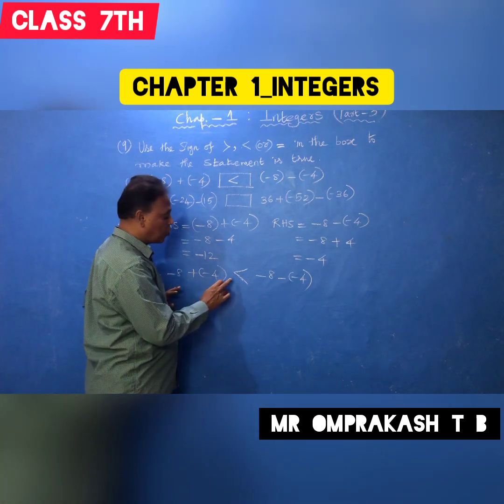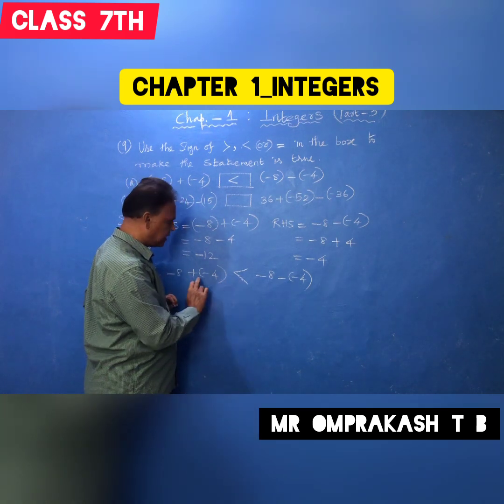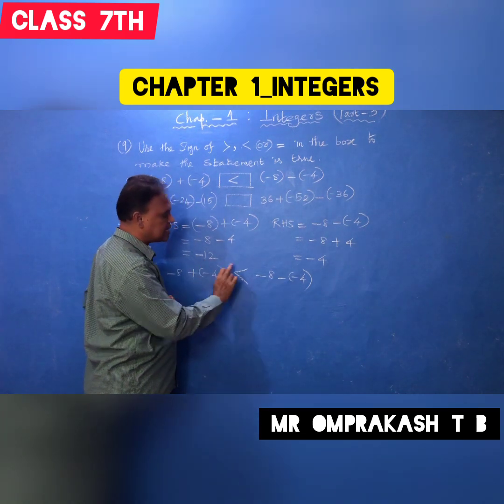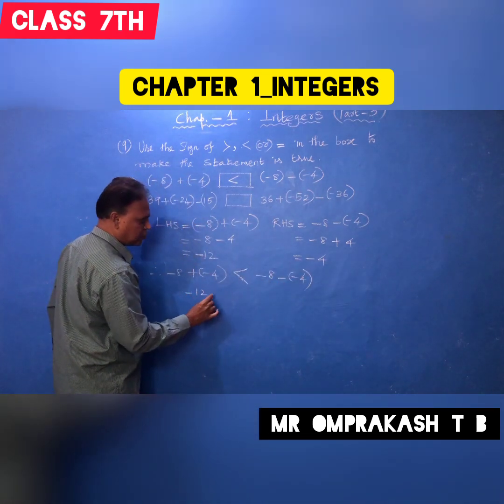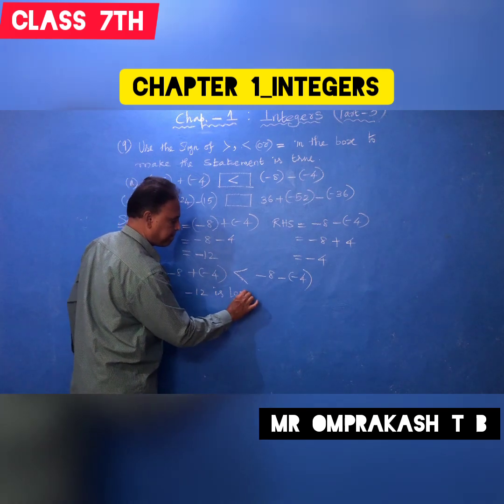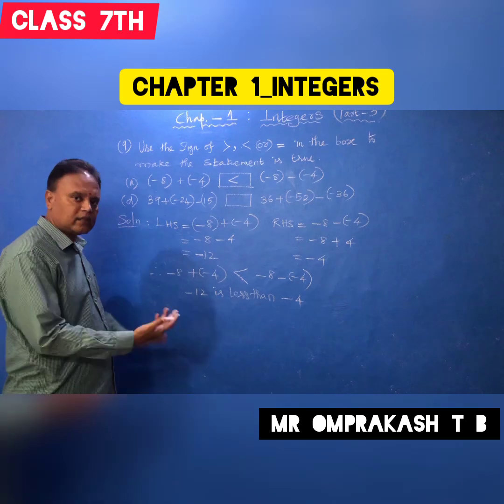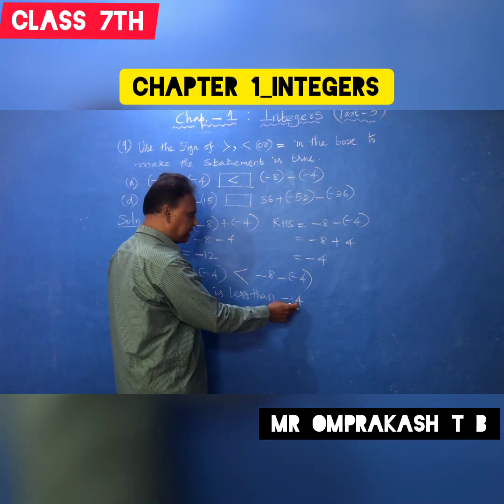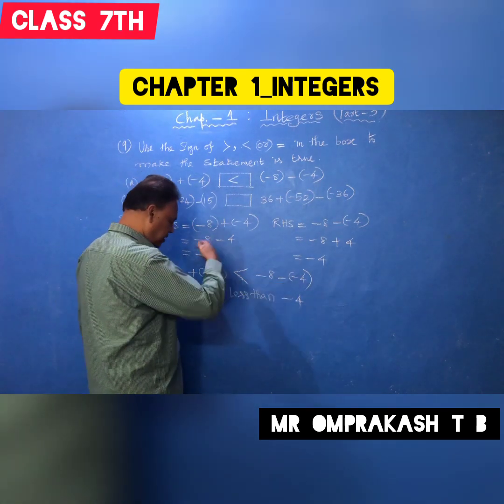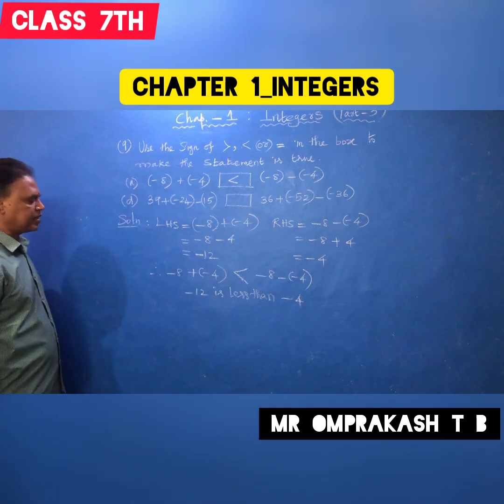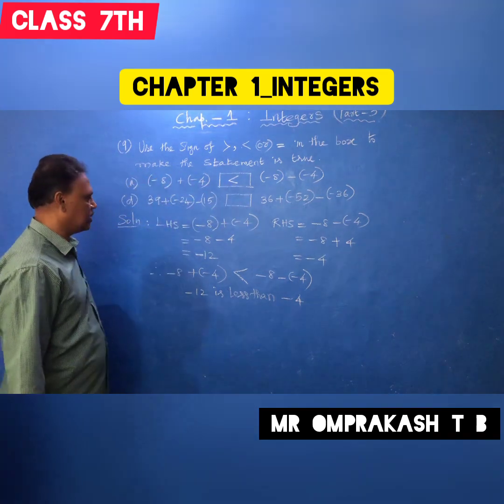So here the symbol is less than. That is the meaning: minus 12 is less than minus 4. You can also tell it in reverse: minus 4 is greater than minus 12. Like that also you can tell. But according to this statement, you have to give the less than symbol.